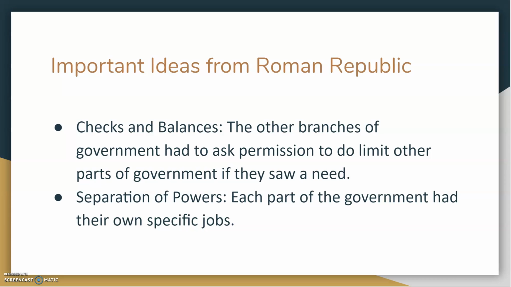The second thing that came up is separation of powers. Each part of the government had their own specific jobs. And so the Senate made laws, the executive branch, the consuls, they had the army. So it really kind of separated out what each part of the Roman government was responsible for. And these two ideas are also super important because America uses them in their government today. We literally took this idea and stole it from Rome.